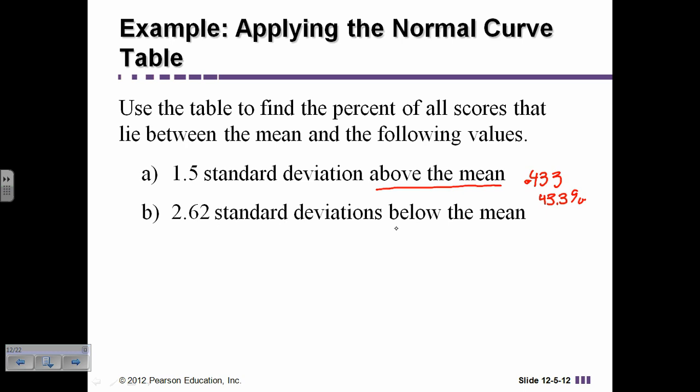What about 2.62 standard deviations below the mean? Again, we're going to look up 2.62 in the chart, and we get 0.496, which is 49.6%.